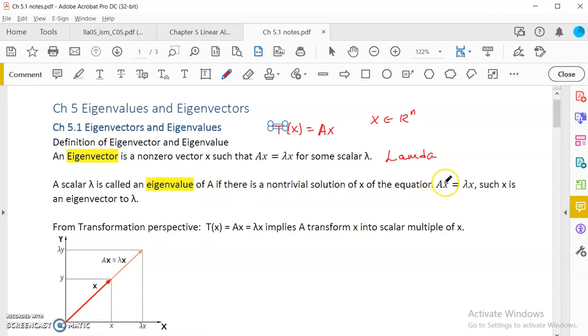If you can solve Ax such that Ax equals lambda x, then they go as a pair. A particular lambda is associated with a particular eigenvector. So this is the eigenvalue, and this is called the eigenvector, such that A times x would equal lambda x.